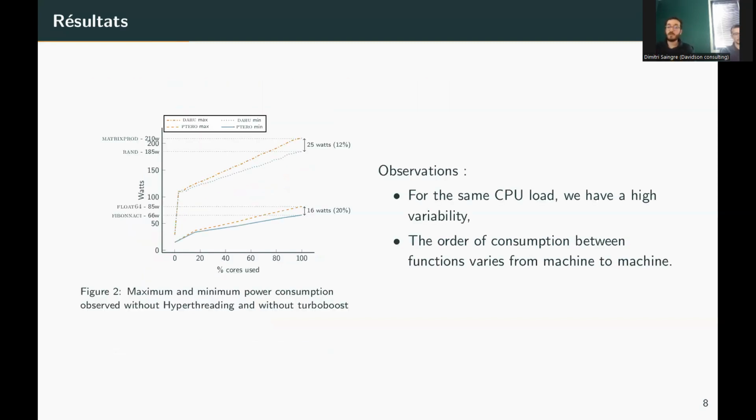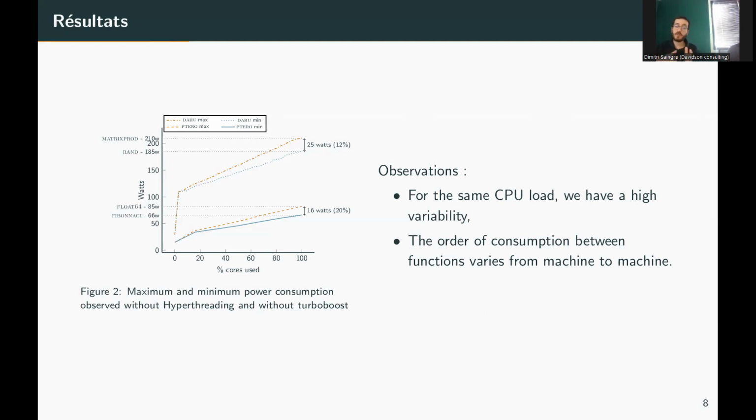And we can make several observations. For the same CPU load, we have a very high variability. On Dau, the bigger server, you have 12% variability if you use all the cores. So 12% between the program that consumes the least energy and the one consuming the most energy. And you have 20% variability on the smaller server. That means for the same percentage of cores used, you can have different consumptions depending on the type of workload you're using. And also the order of consumption between functions varies between servers.